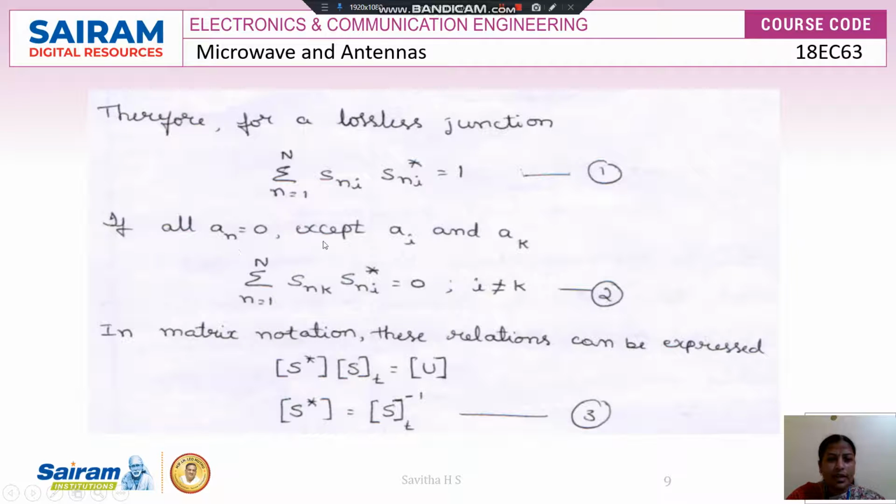For all A_n equal to 0 except A_i and A_k, summation n equal to 1 to N, S_nk S_ni star equals 0 when i is not equal to k. I am calling this expression 2.